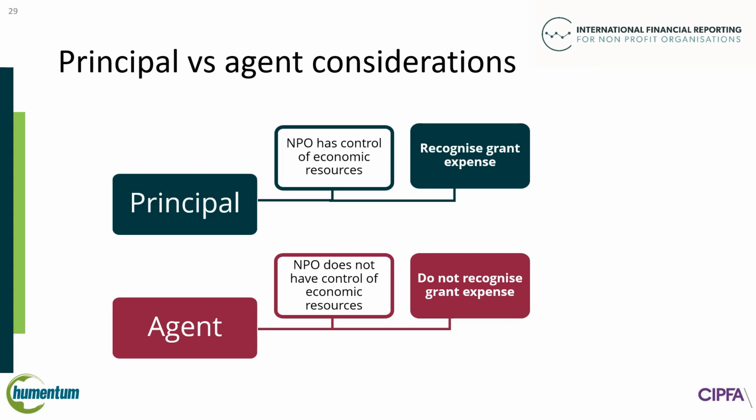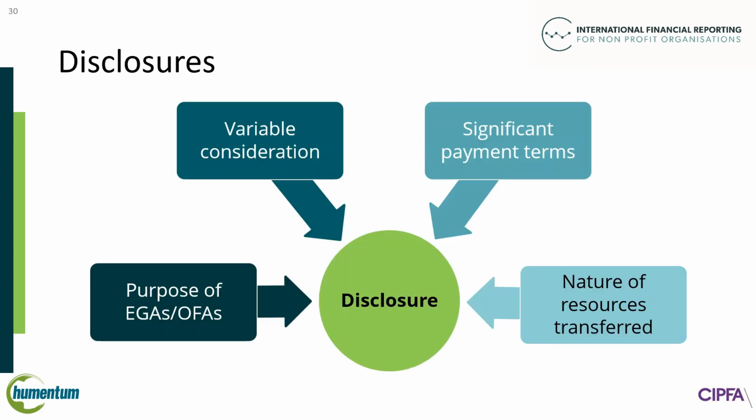An NPO is acting as an agent for another entity if it does not control the economic resources. In that case, the recognition and measurement requirements for grant expenses will not apply. A grant expense will not be recognized when resources are transferred. Instead, the only expenses to be recognized will be those incurred in the administration of the agency arrangement. Similarly, any assets related to the agency arrangement, such as funding provided to the grant-providing NPO, do not form part of the grant-providing NPO's own assets or income. Disclosures will provide transparency about these arrangements.